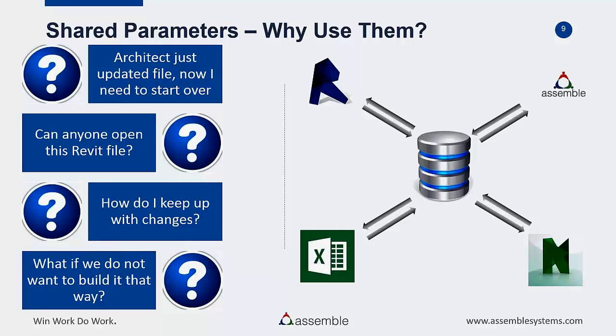There are a lot of reasons to use them. When an architect updates a file, do I need to start over? Well, not necessarily. If you're utilizing shared parameters, a lot of that information can be pushed back into their Revit model so that it stays with the original model, and when they update the model in Assemble, it stays with it.